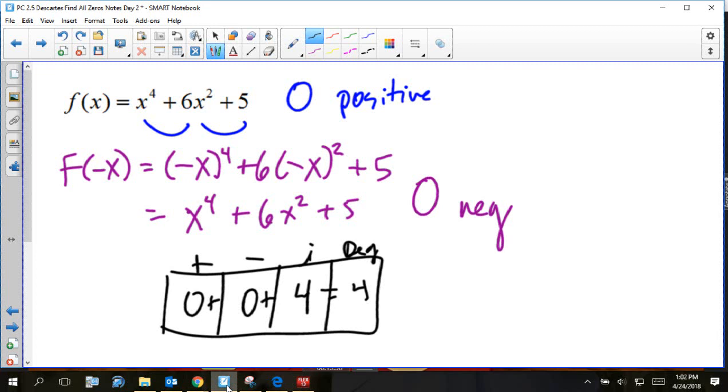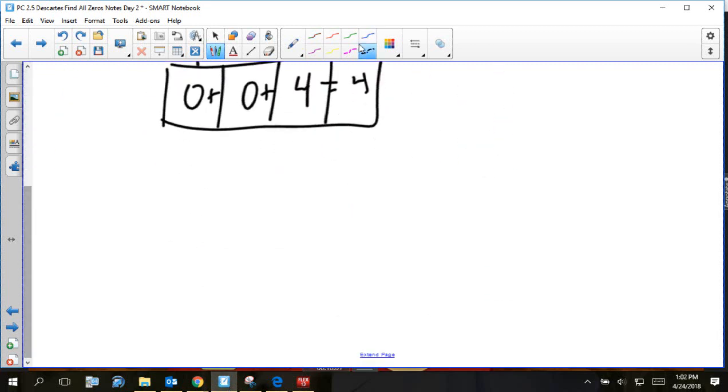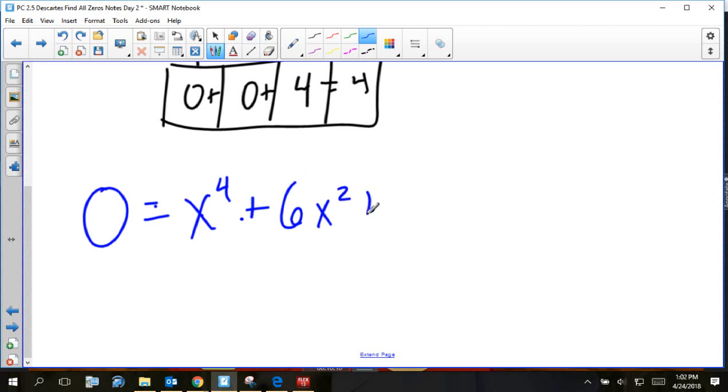I just set that equal to zero. Zero equals x to the fourth plus 6x squared plus 5. There's got to be a way I can solve for x. What are my methods for solving for x? Quadratic formula? Not really quadratic, but it kind of is. There's another way. We could complete the square, but it wouldn't be with squares so much, but kind of, if you have to adapt it. This is abstract. There is another method that works also.